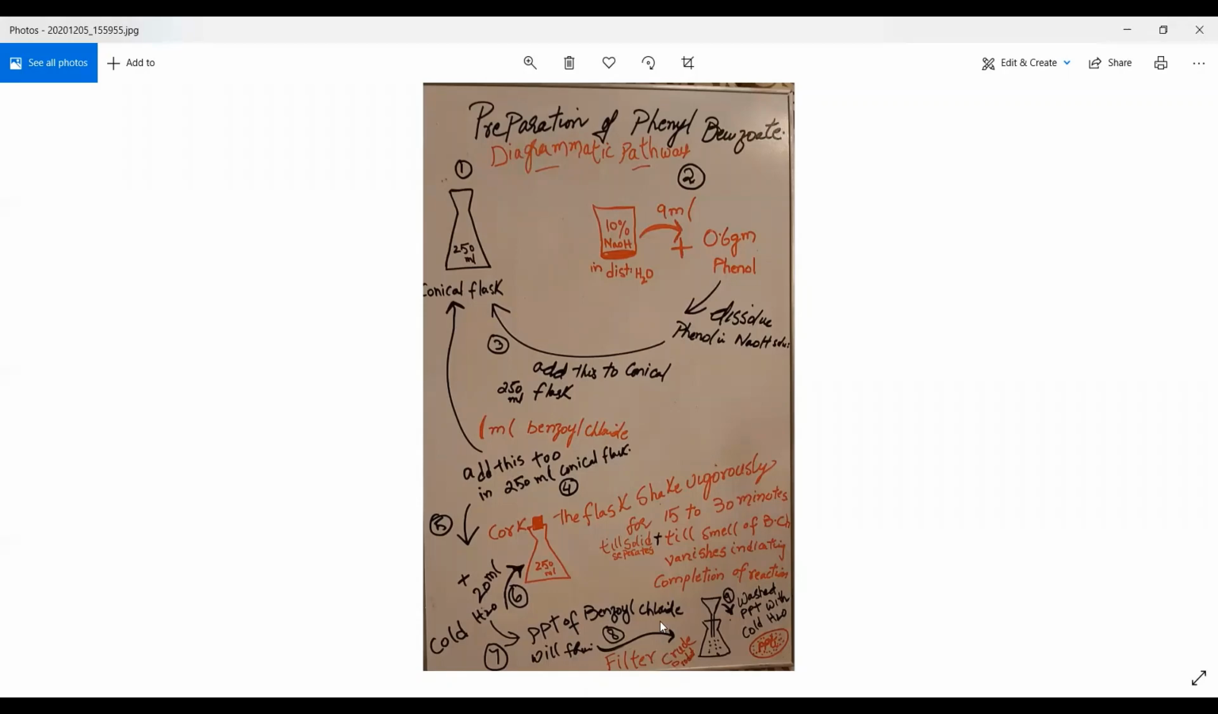So this was the diagrammatic pathway in which I explained in 4 or 5 steps that in the end you have the crude product and then you need to recrystallize that crude product. But I forgot one step: before filtering it off, you need to wash the precipitates always. As phenyl benzoate is not water soluble, you are going to wash it with, of course, distilled water.